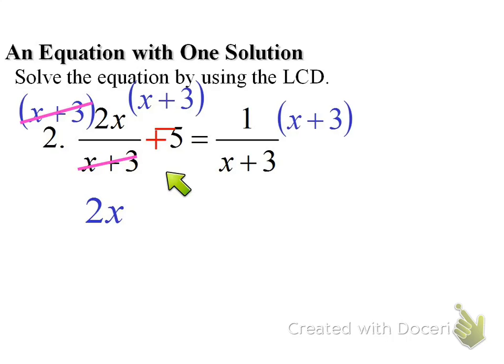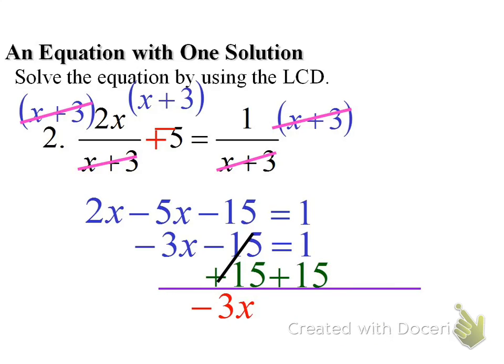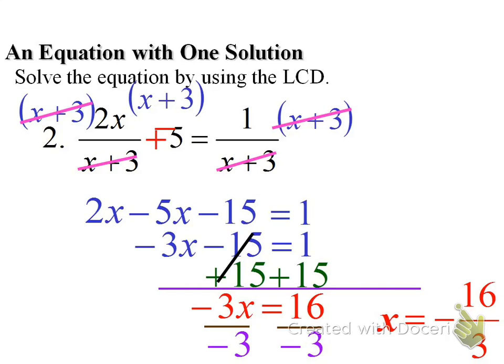Now, there was no denominator with that negative 5, so nothing is going to cancel, but you can distribute negative 5. So you get negative 5x minus 15. And then what is it going to equal? 1, because the x plus 3's are gone. Good. From here, it's pretty simple. Just get your x's together. Add that 15. And then divide by your negative 3. So x equals negative 16/3. Questions?